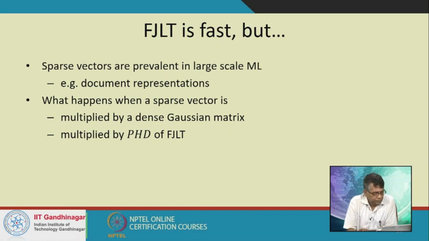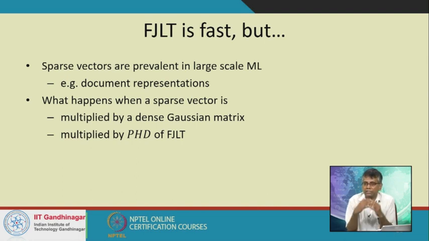So FJLT is fast, right? So definitely a big improvement. It's an amazing algorithm, right? But here's the problem: it doesn't do well with a particular type of vectors that we are very interested in for machine learning related applications, and these are sparse vectors.